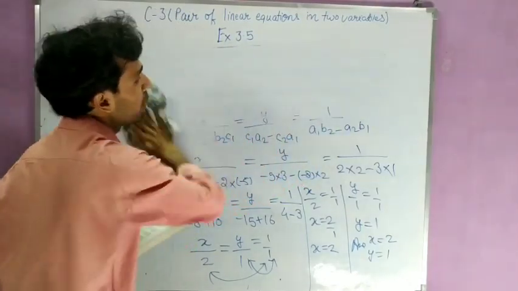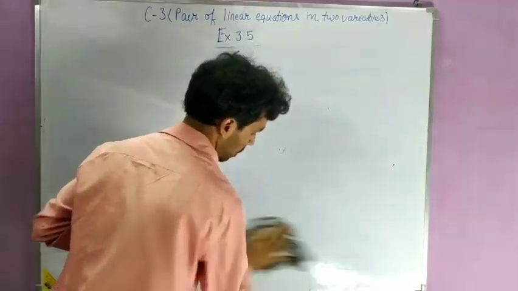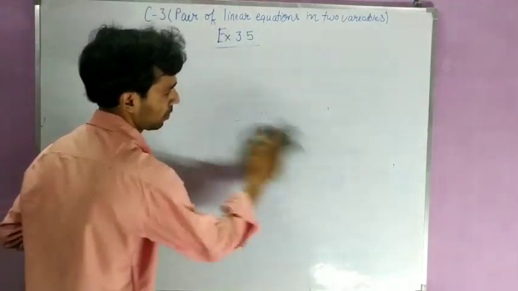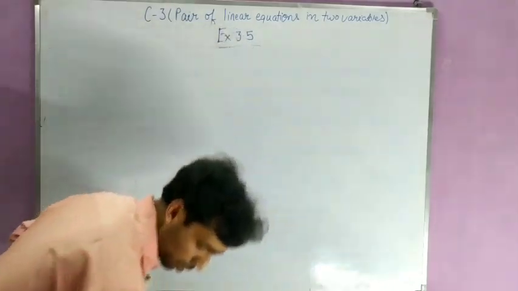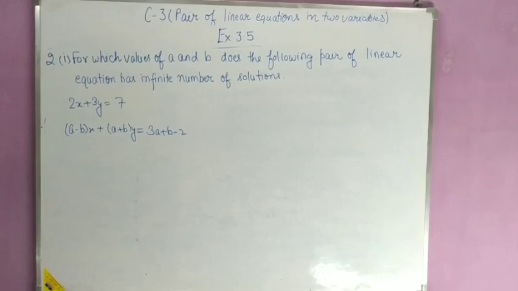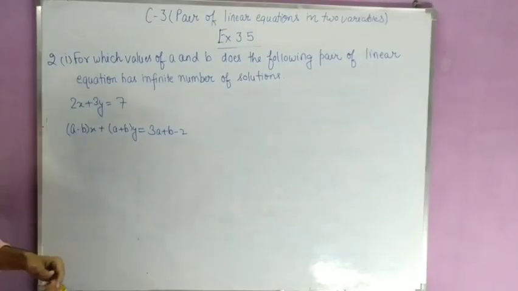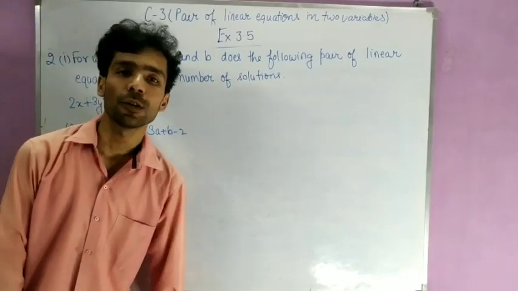So the remaining part of question number 1 you can solve by yourself. So I am going to solve question number 2 of 3.5. Now part first of question number 2 is that for which values of a and b does the following pair of linear equations have an infinite number of solutions.